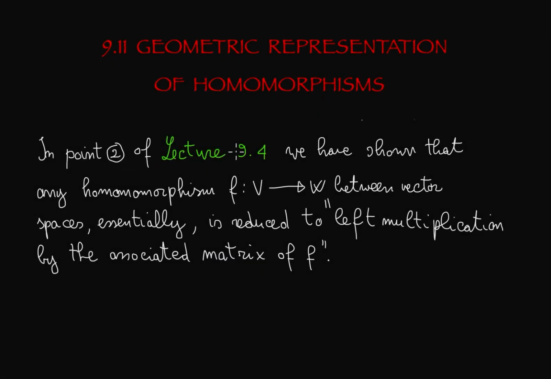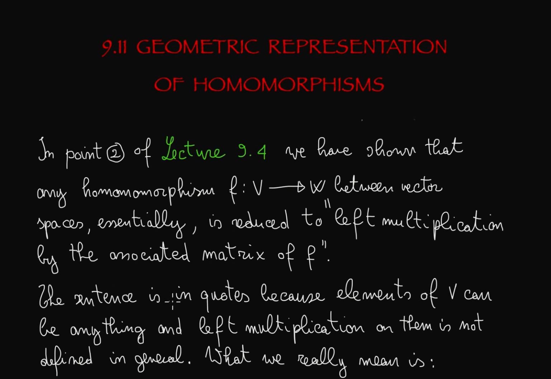In point 2 of lecture 9.4, we have shown that any homomorphism between two vector spaces V and W essentially is reduced to "left multiplication by the associated matrix of F." The sentence is in quotes because elements of V can be anything, and left multiplication on them is not defined in general.